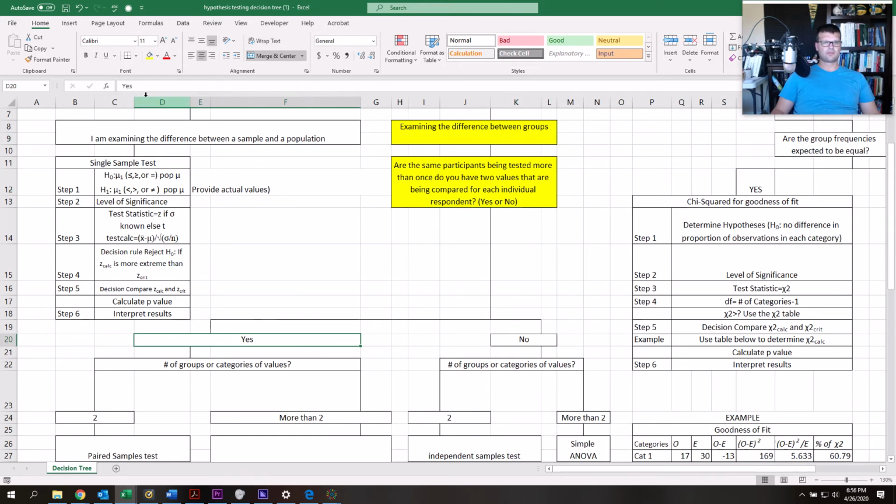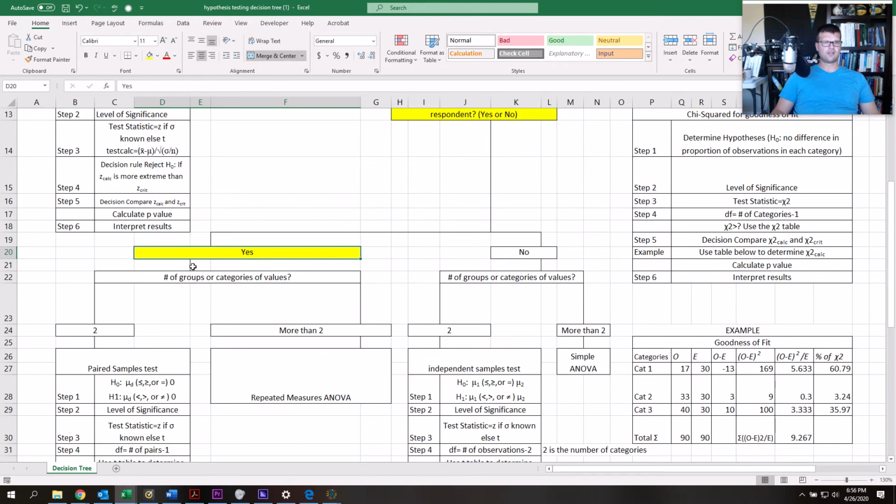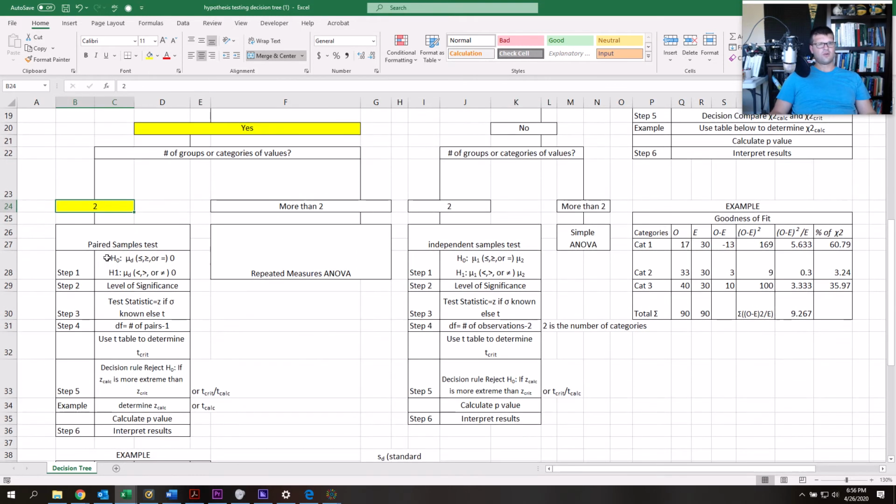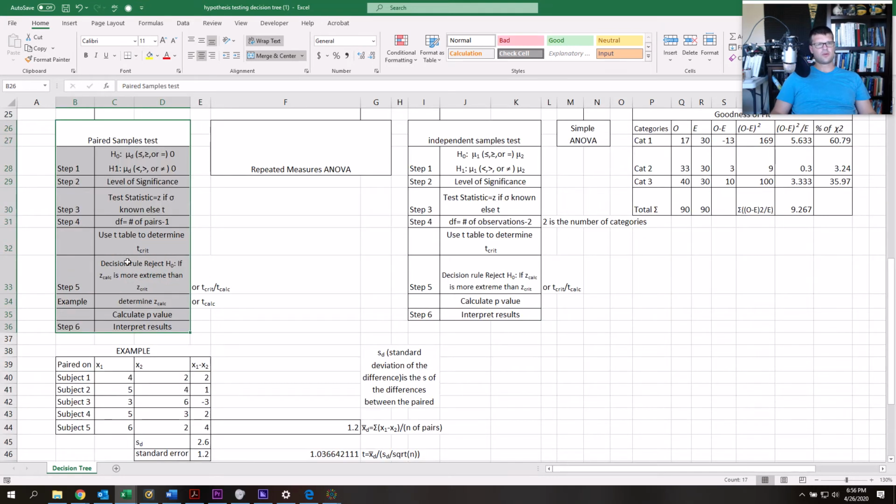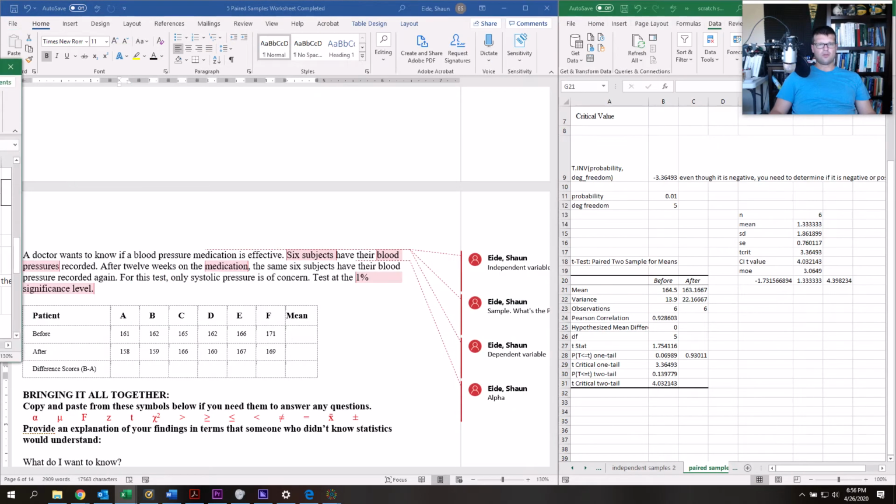And so the next question is, how many groups do you have? Or categories of values, and the answer is 2. So we have before and after, and so now that brings us to the paired samples hypothesis test, and you can go through step 1 through 6 in order to be able to determine that. So I'm going to move on here.